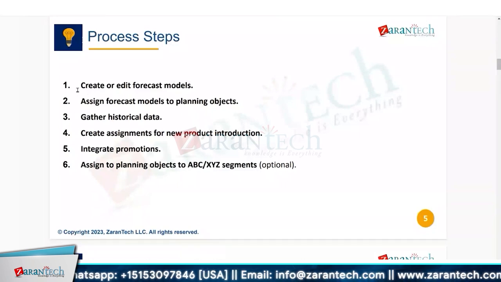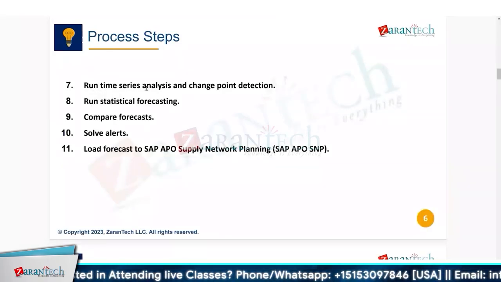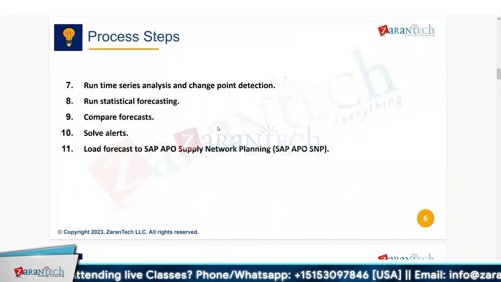This is basically what I just explained, so I'm not going to get into the details. The process steps are: create or edit forecast model, then assign forecast model to planning object, gather historical data, create assignments for new product introduction if it is a new product, then integrate promotions, and assign planning objects A, B, C, X, Y, Z. This is optional and this is part of preparation. Then run time series analysis and change point detection, run statistical forecast, compare, and then upload.